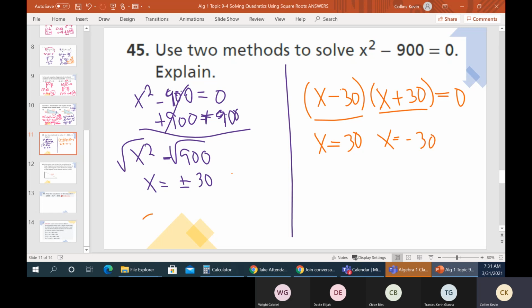So that's your two methods. This one's just solve, like we always do. This one is factor, like we sometimes do. Okay? Method 1, method 2. Questions? All right, let's knock out a few more.